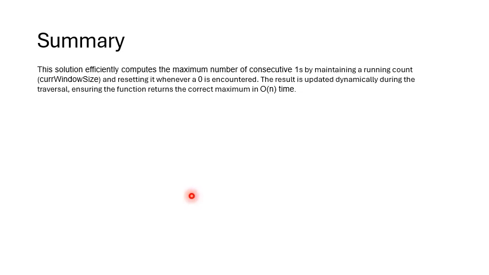Okay, so the summary here is: if you want to maintain consecutive ones during the traversal of the array, then we have to use a count variable, which here we are calling the window size. Increase it whenever we encounter ones, and reset it whenever we encounter 0. Then finally you can use Math.max to get the maximum count of consecutive ones, and it always takes order of n time, as I said, because we are traversing the array only once.